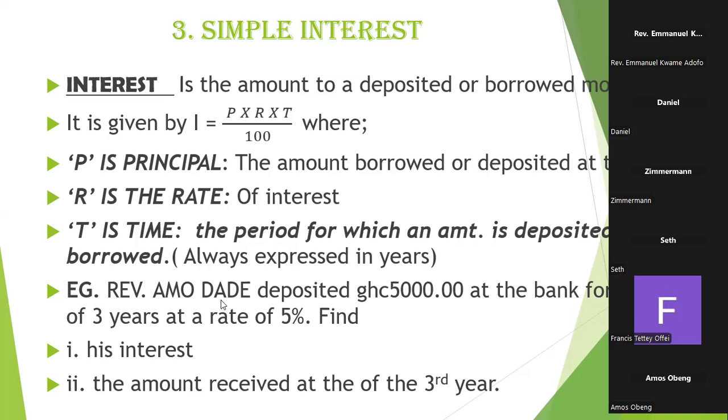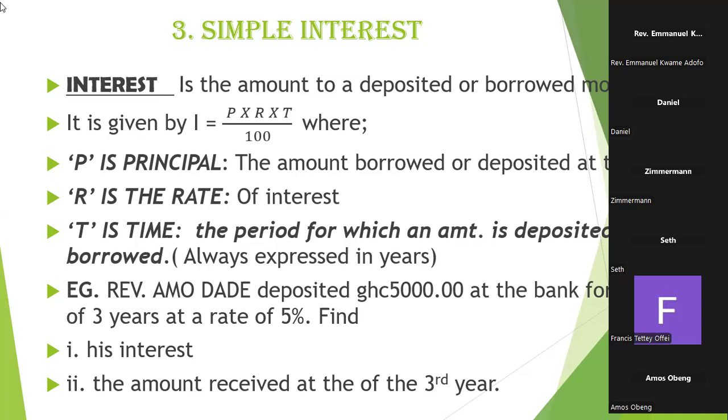Reverend Amudade deposited 5,000 Ghana cedis at the bank for a period of 3 years at a rate of 5%. Find I, his interest, and the amount received at the end of the 3rd year. So after the 3rd year, how much is he going to withdraw from the bank? So let's begin with I.